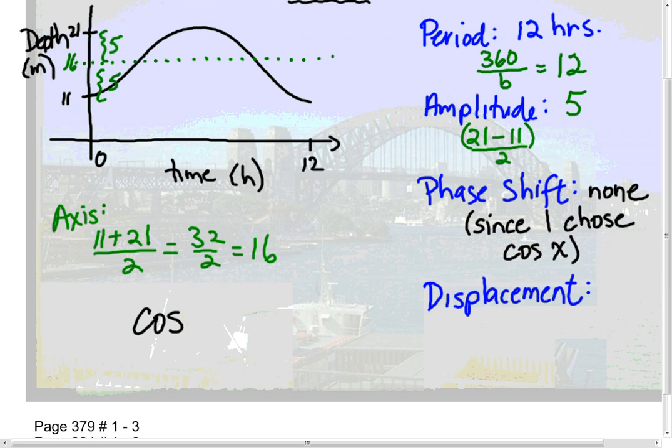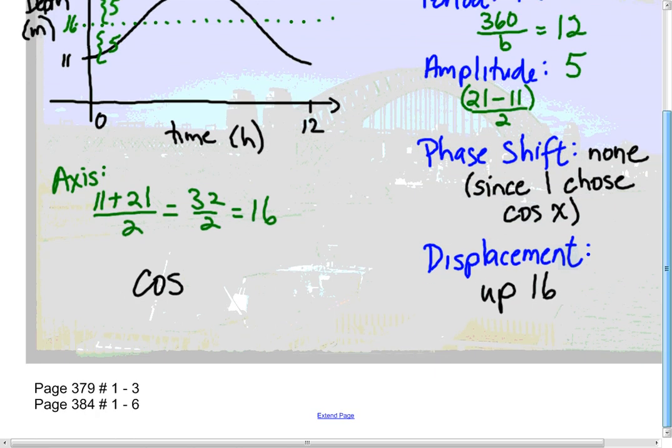And lastly, the displacement. The displacement is whether this function has been moved up or down from the normal parent function. And the normal parent function has an axis of rest along the x-axis, or y equals 0. This one has an axis of rest at 16. So it has been moved up 16. We have all the bits and pieces that we need. We just need to determine the equation.